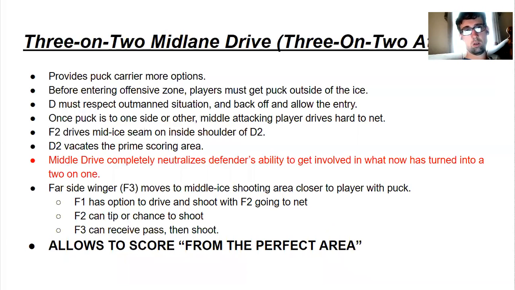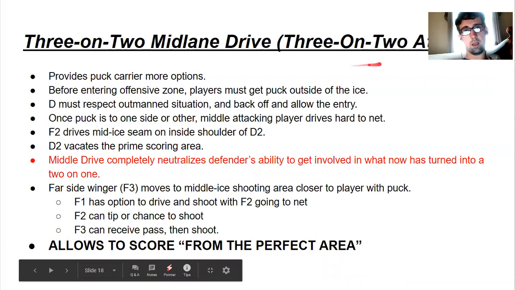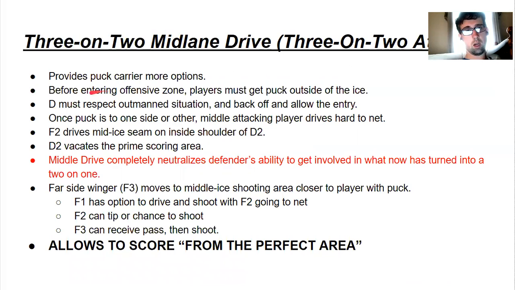3-on-2 mid-lane drive, 3-on-2 attack. It provides the puck carrier more options. Before entering the offensive zone, players must get the puck outside of the ice. The D must respect the outmanned situation and back off. Now on the entry, once the puck is to one side or the other, the middle attacking player drives hard to the net.